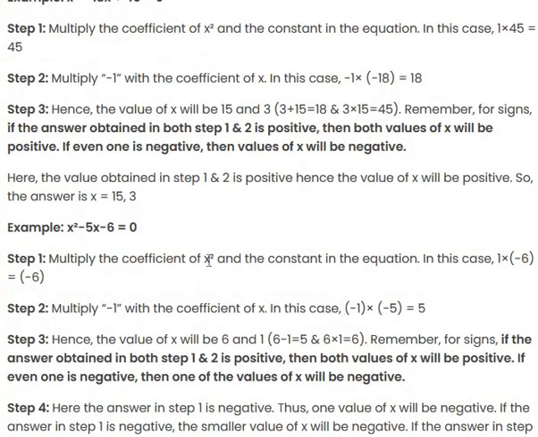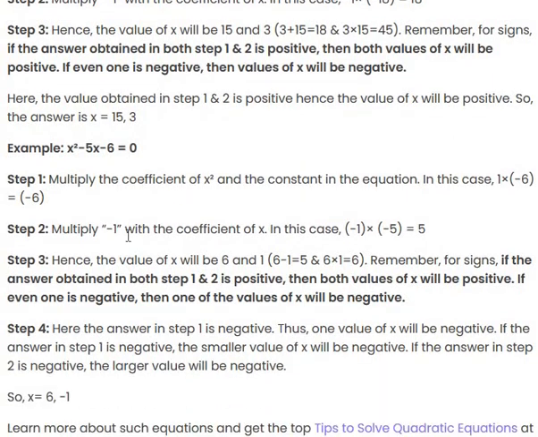Here, the values obtained in steps 1 and 2 are positive. Hence, the value of x will be positive. So, the answer is x is equal to 15 and 3. Example: x square minus 5x plus 6 is equal to 0.